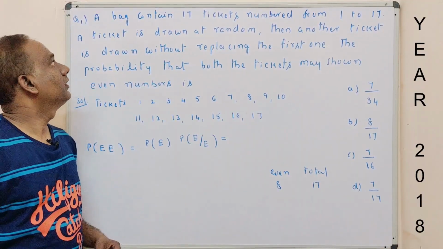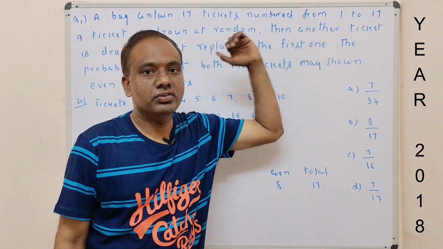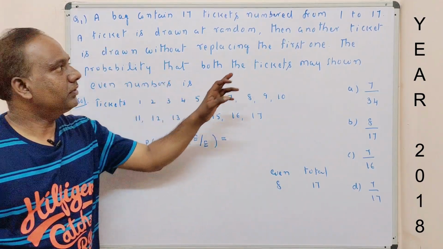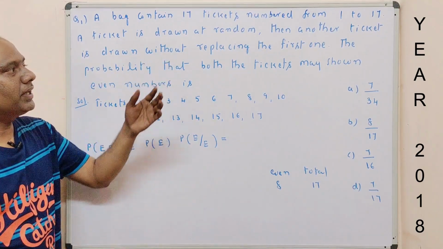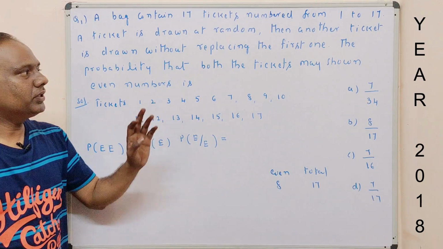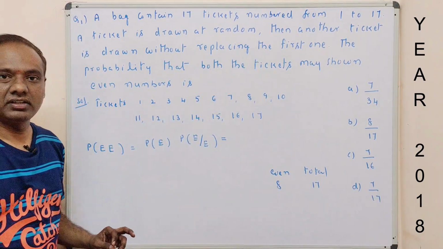So here a bag contains 17 tickets numbered from 1 to 17. A ticket is drawn at random, then another ticket is drawn without replacing the first one. The probability that both the tickets show even numbers is.